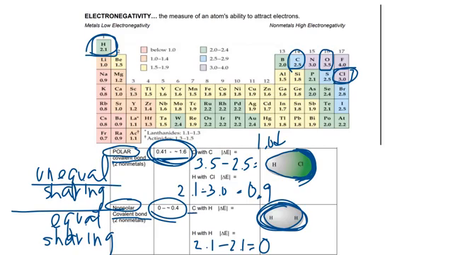And down here, if I looked at C and H, C is 2.5 and H is 2.1. So I have a difference of 0.4. And 0.4 tells me that it is nonpolar, so there is equal sharing of electrons.